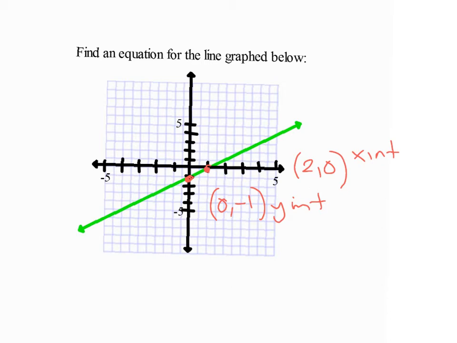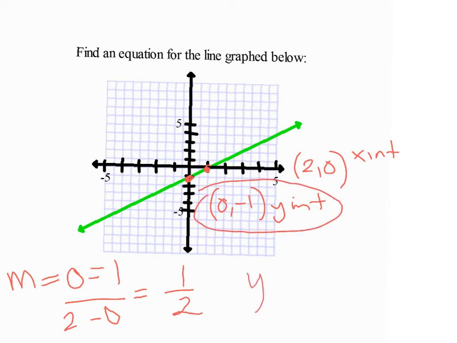You could also find the slope by counting. Okay, so I'm going to find the slope by doing the algebra. You can find it by counting. So I get 1 over 2 is my slope. And since I know the y-intercept, I'm going to use that. Y equals 1/2 x plus -1. Okay? You could also count up 1 over 2, up 1 over 2 to get the slope.